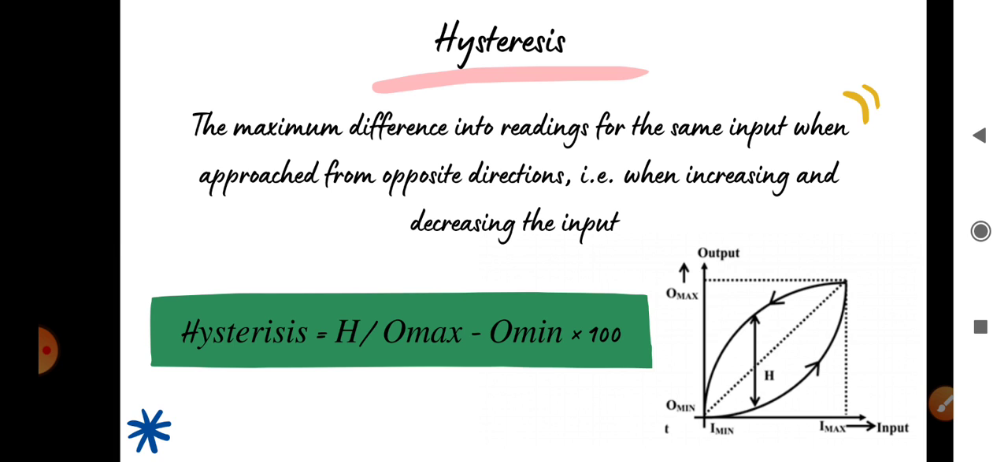When we are decreasing from x(n-1), input values x(n-1), x(n-2), x(n-3), that time we are not getting the output values y(n-1), y(n-2), y(n-3). We are getting different output, and this difference between the reverse and forward direction is called hysteresis. So we can find the hysteresis h, that is the difference between these two values divided by change in the output times 100.